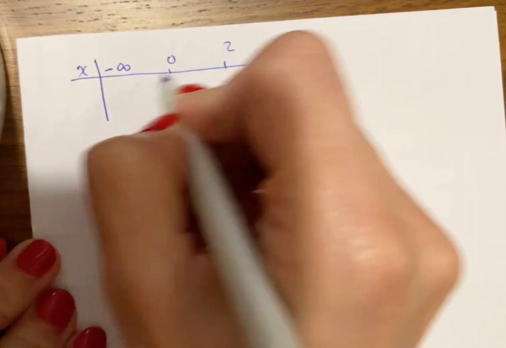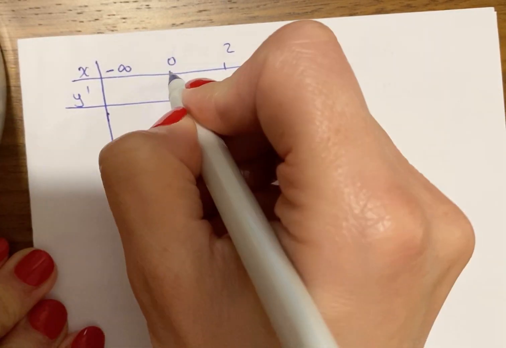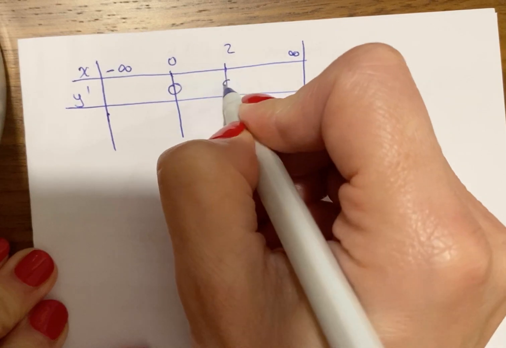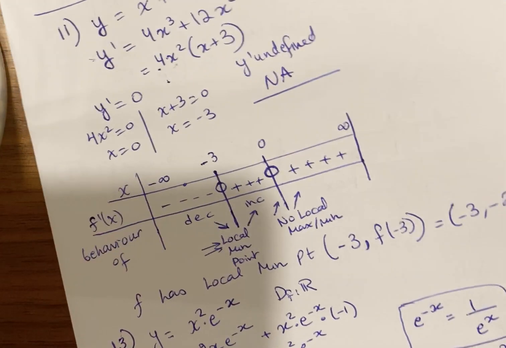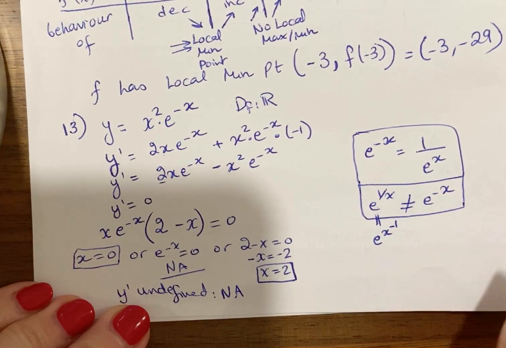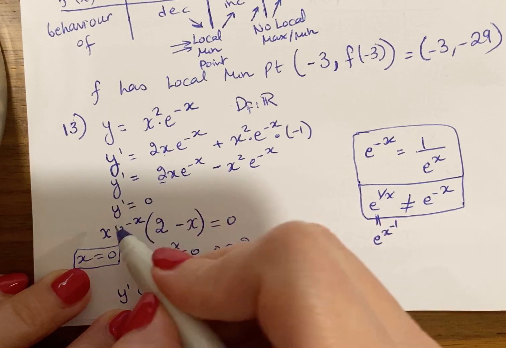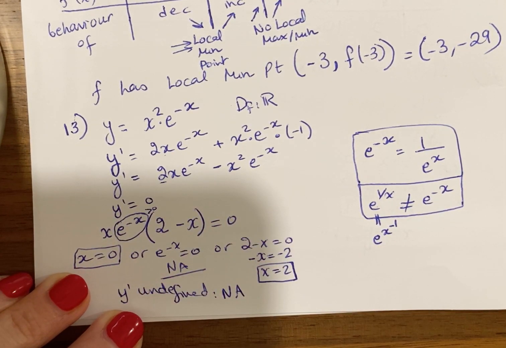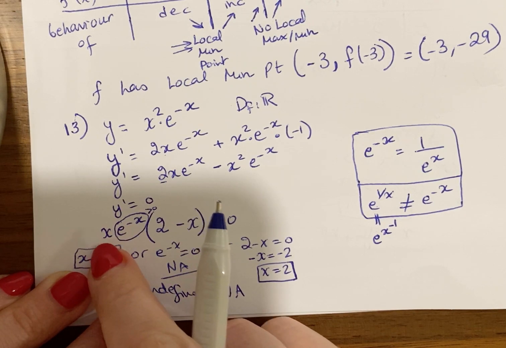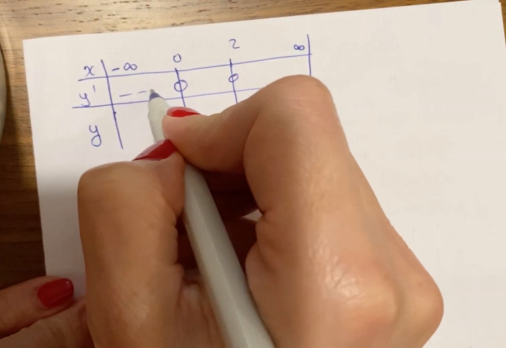0 and 2 are my critical numbers. I check the sign of y prime at the 0 here and the 0 here, which will give me the behavior of y. See the sign of y prime now for a value less than 0, like minus 1. This I don't have to worry about because this is always positive. Minus 1 times 2 minus minus 1, which is 3, is negative. So the first number is a negative number.